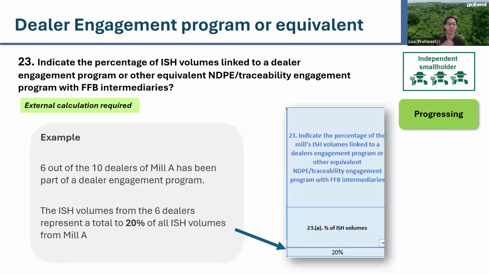For example, if 6 out of 10 dealers of Mill A have been part of a dealer engagement program, you want to look at how much of the independent smallholder volumes are parked under those 6 dealers. So for example, if the 6 dealers represent a total of 20% of all independent smallholder volumes from Mill A, then you park that 20% into that question. If you meet this, that 20% adds into your progressing volumes. Moving on to the next slide.